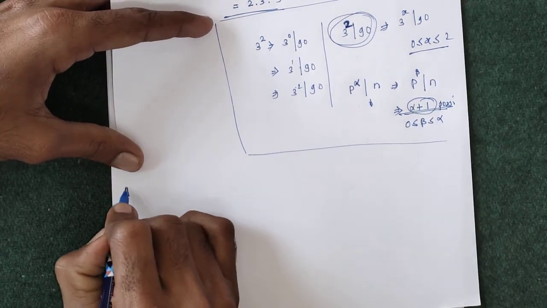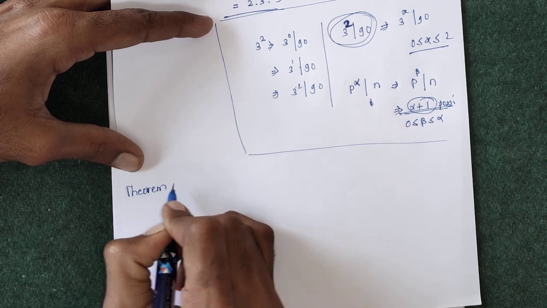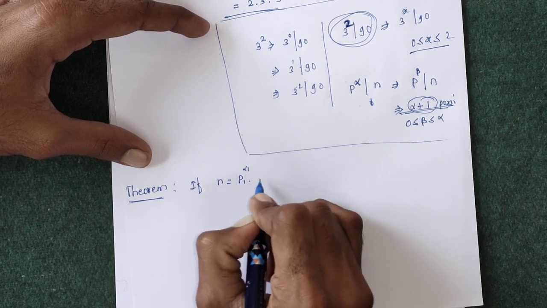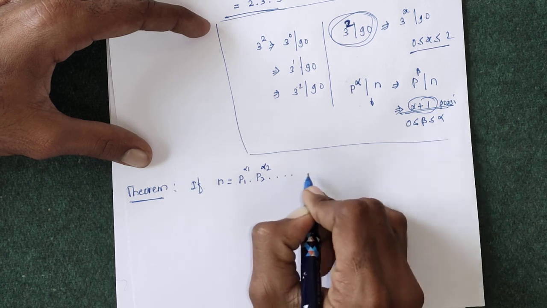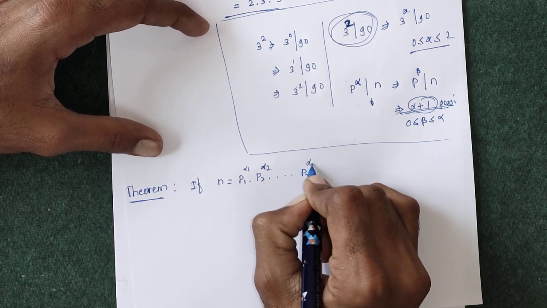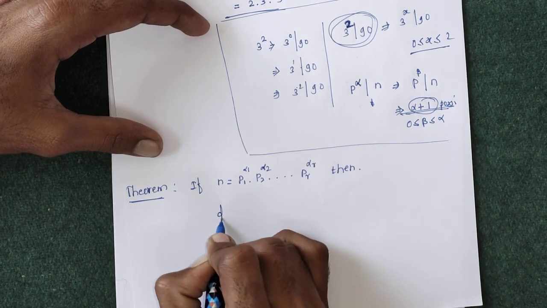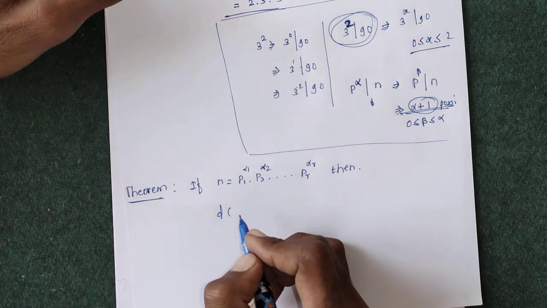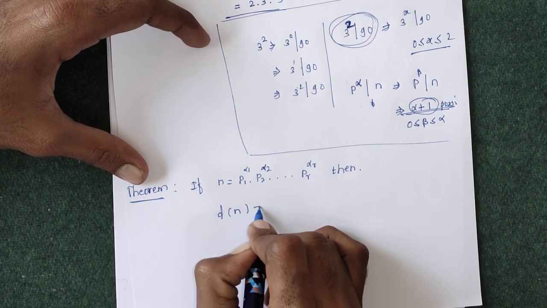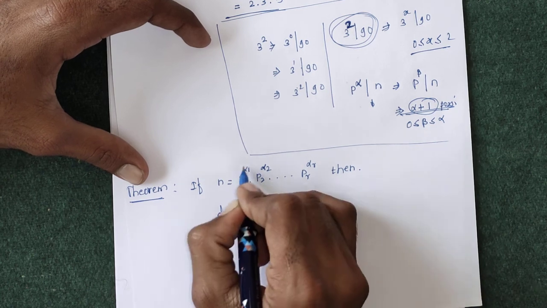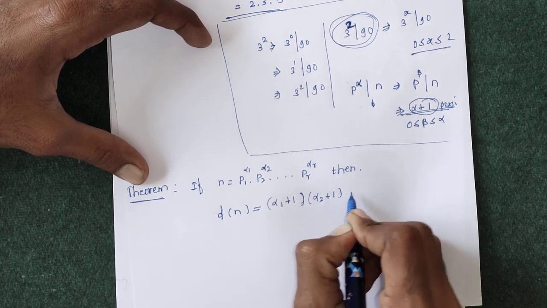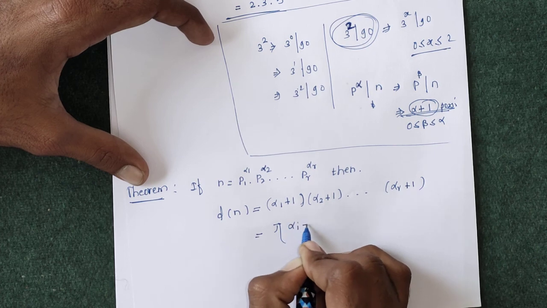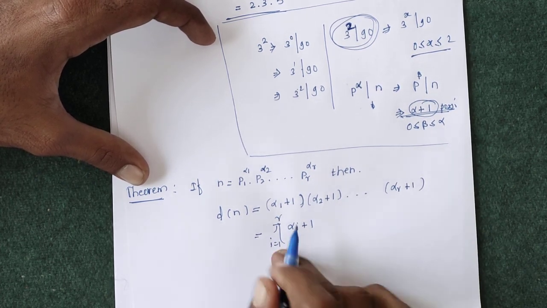So, the next theorem. The statement of the next theorem is: if n is equal to p1 raised to alpha 1 into p2 raised to alpha 2 up to pr raised to alpha r, then d of n, which is an arithmetic function and is the notation for the number of all divisors of n, is equal to alpha 1 plus 1 into alpha 2 plus 1 into alpha 3 plus 1 up to alpha r plus 1, or you can write it as the product of alpha i plus 1, with i running from 1 to r. This is the statement of the next theorem.